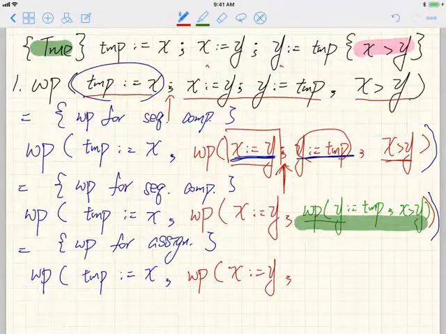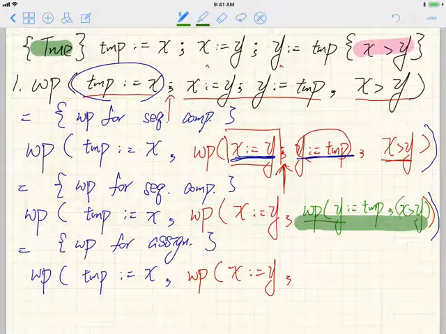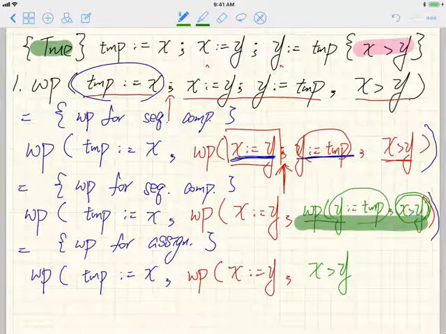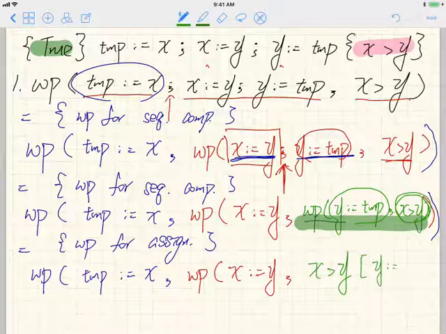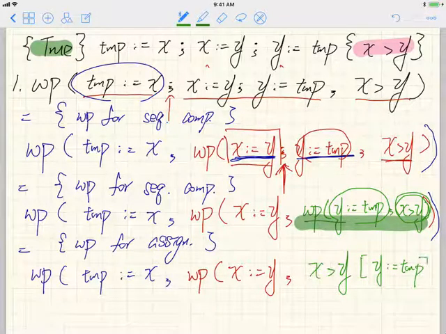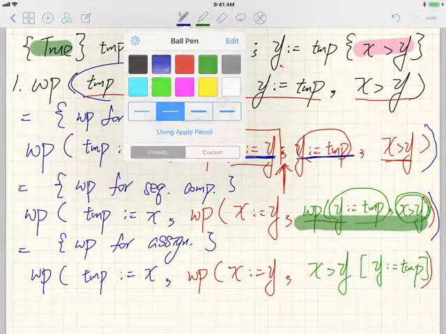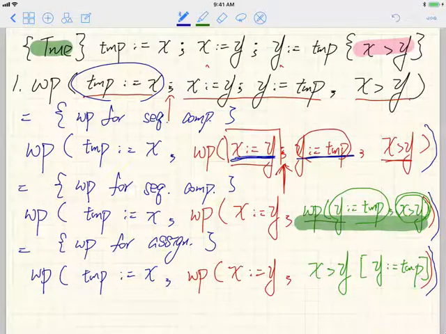Now, how do we simplify the green part? First of all, let's copy down the postcondition, which is x larger than y. Over here, we're gonna replace every occurrence of y by temp. So that's a rule: every occurrence of y by temp. Then let's close by red first, and then close by blue. Now let me be a little bit lazy here. You can see that this part over here is x larger than temp.